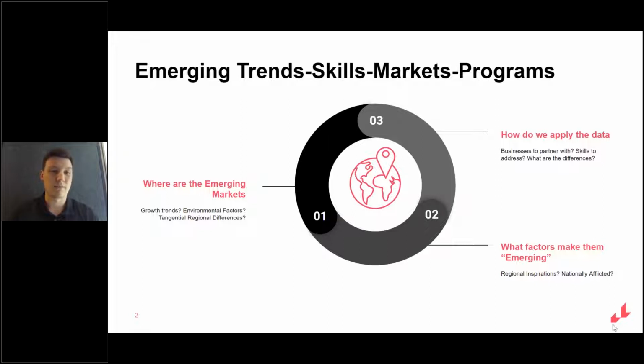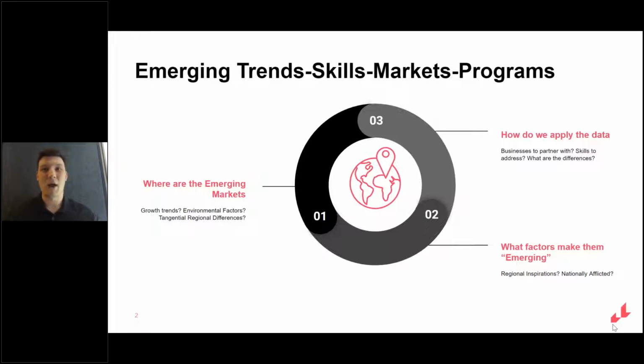We'll look at growth trends, environmental factors, and regional differences between a region in California versus a region in Idaho, which is where I'm located. We'll look at what factors make them emerging: regional inspirations and national afflictions. So is there something in California, like Napa Valley wines, which are fantastic, and that's why they're growing, because there's just something about that region that's making them grow?